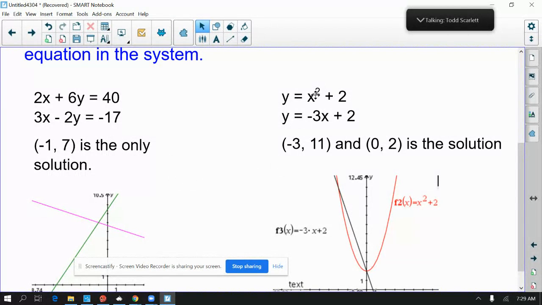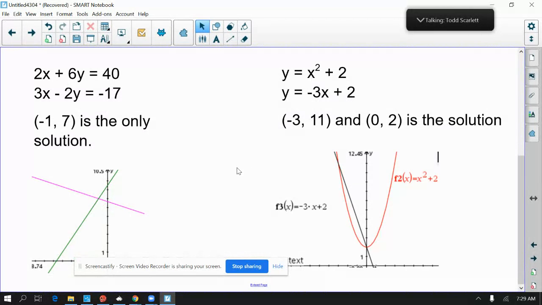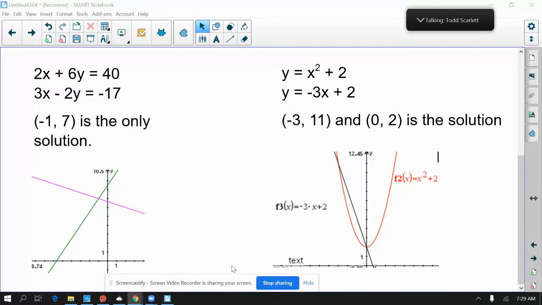Now this one over here, you've got a parabola and a line. There are two solutions. There are precisely two ordered pairs that satisfy both, that are on the parabola and on the line. Graphically, the graph should really be your best friend, because the graph tells you answers so very quickly.